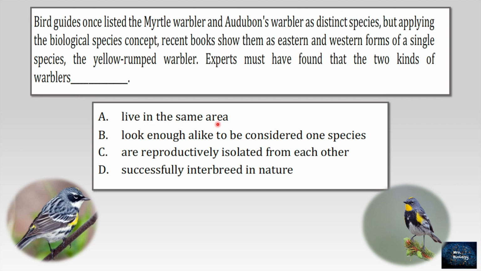Choice A, live in the same area. Actually, in the question they told you eastern and western, so how are they in the same area? This is wrong. B, look enough alike to be considered one species. We know that, and this is our question, but why? Why did they consider them a single species? C, are reproductively isolated from each other. If they look like each other, how are they isolated, how do they not reproduce? Let's go for D, successfully interbreed in nature. That makes sense. That's why they are looking like each other, despite the differences in geographical areas. So the right answer here is D.